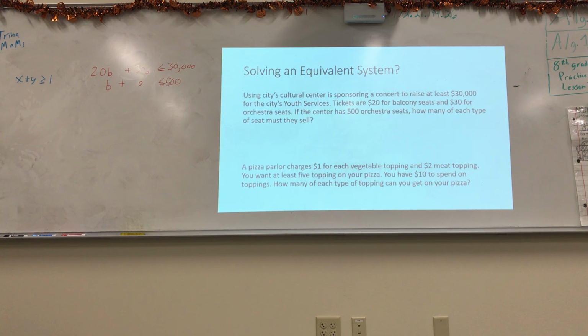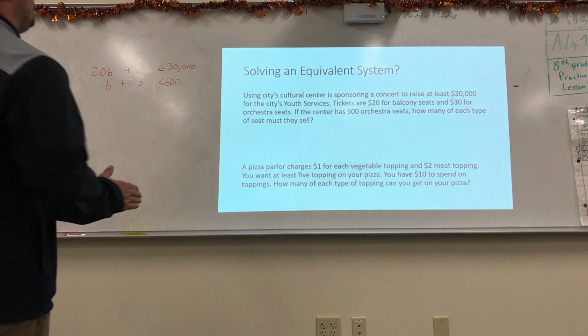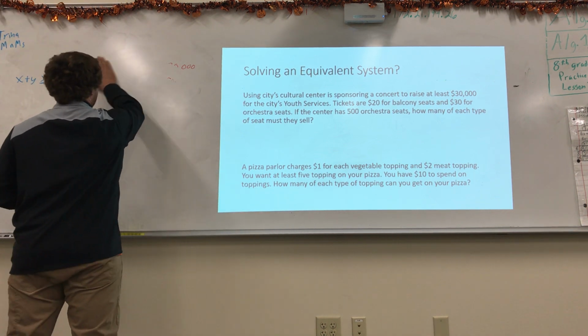The other thing that you're doing, a pizza parlor charges $1 for each vegetable and topping and $2 for each meat. You choose at least 5 toppings on your pizza. You have to spend $10 on toppings. How many points can you have? Okay, so going to this, and this is going to be the same thing.